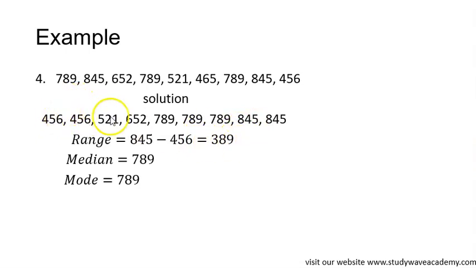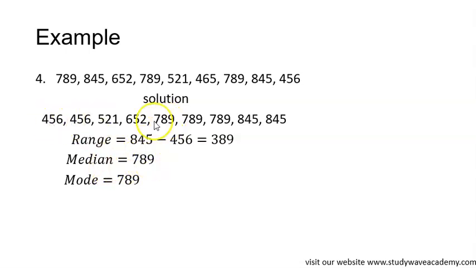Now to get the median, let's see how many numbers we have. 1, 2, 3, 4, 5, 6, 7, 8, 9. We have 9 numbers here, so the middle number would just be 1. So if you check, the middle number is 789. So the median is 789.